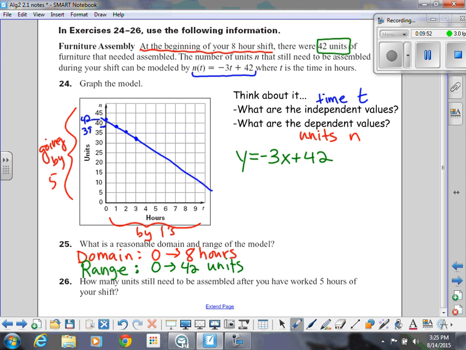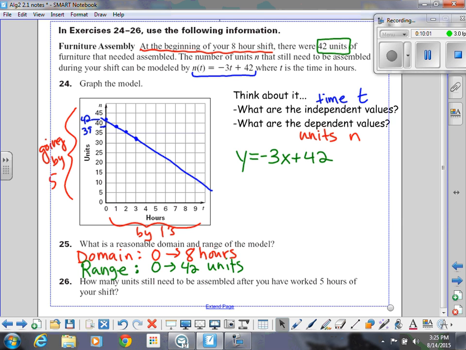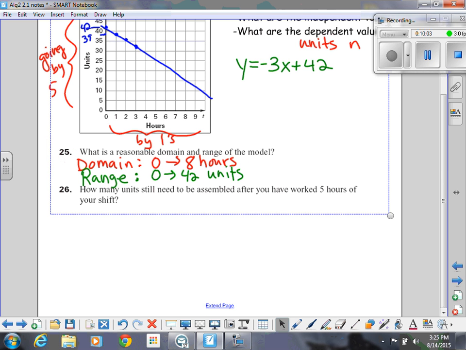Now, does that mean that lines don't go on forever? No, they do. But when we're doing something in a word problem situation, we want to make sure that we're using the part of the line that makes sense for us.